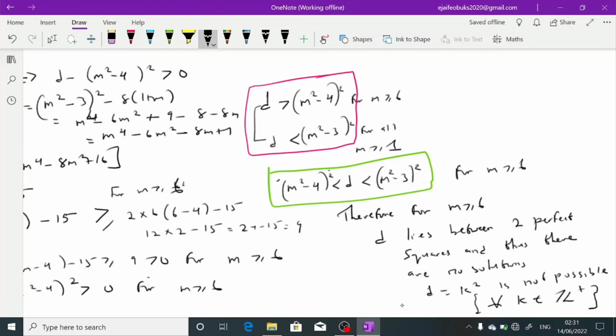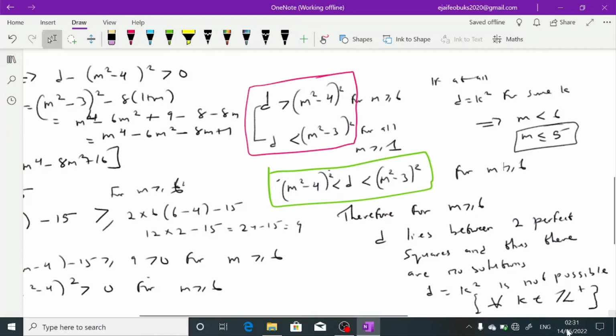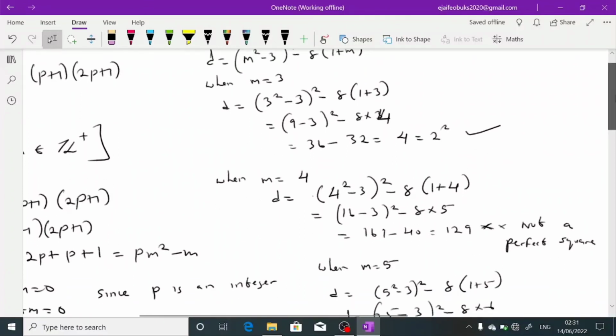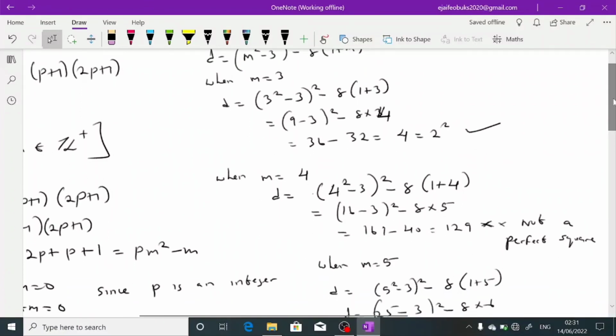So we just need to check. If at all d equals k squared for some k, then m is less than 6. So that means m is less than or equal to 5. But we already checked these m less than or equal to 5 cases. We already checked this. You can see it here that for m less than or equal to 5, you can see them here.